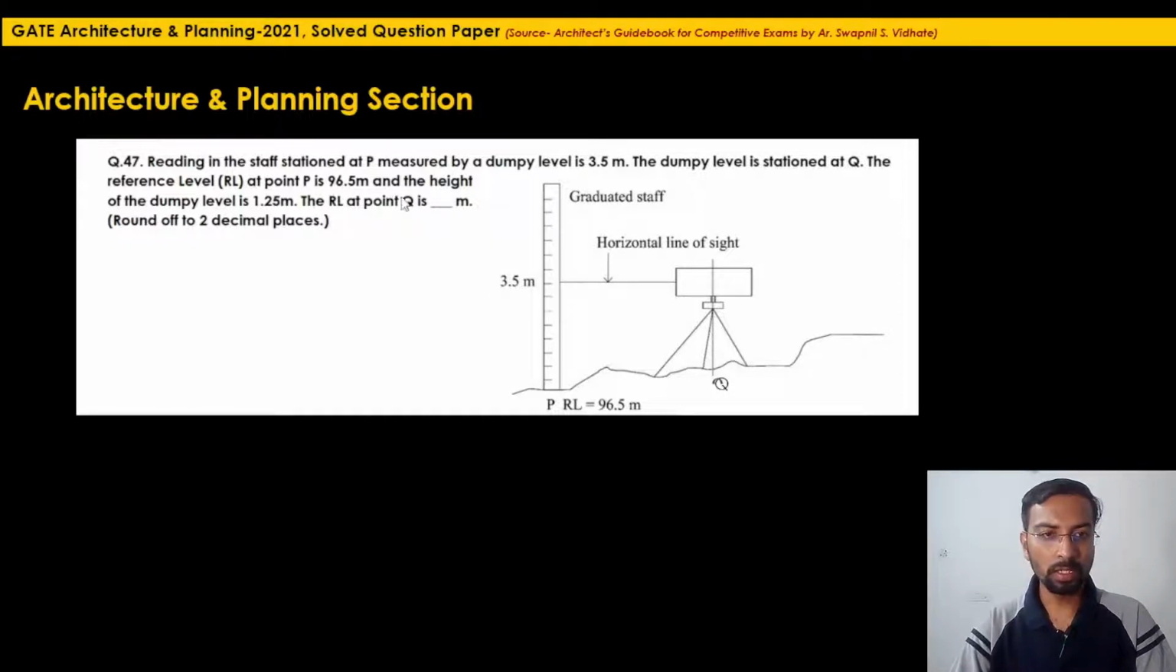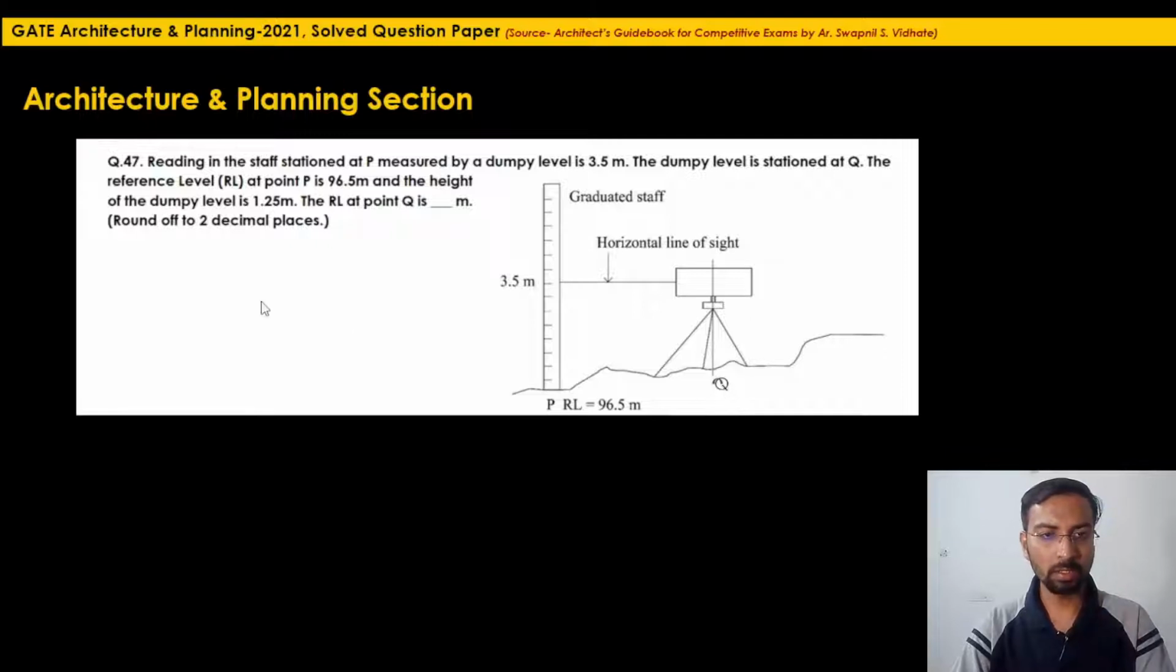Now what they are asking: the height of dumpy level is 1.25. Height of dumpy level is 1.25. The RL at point Q. The RL at point Q. Now we just have to find out the difference between these two, the perpendicular distance between Q and point P. What is the level difference?